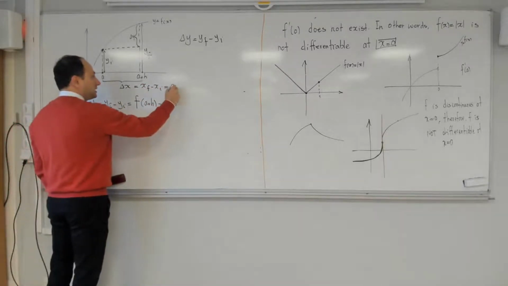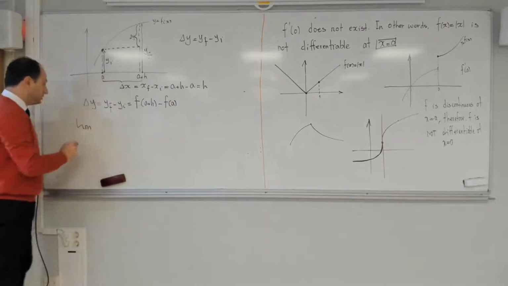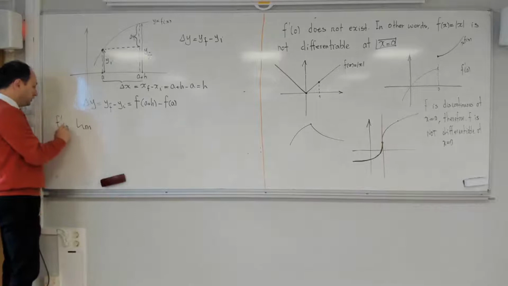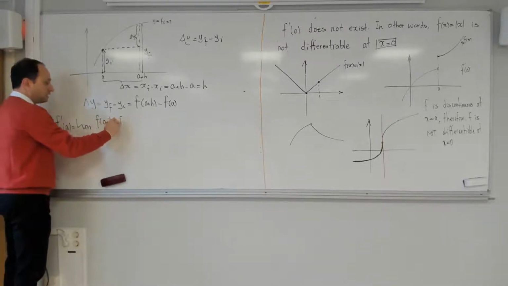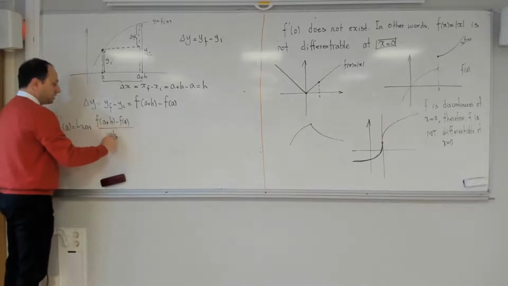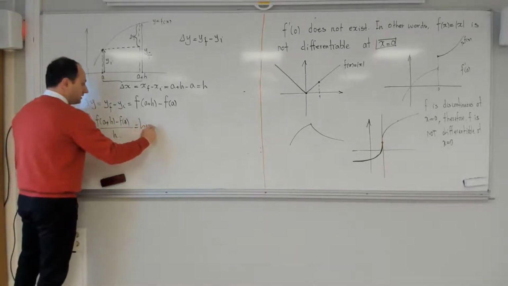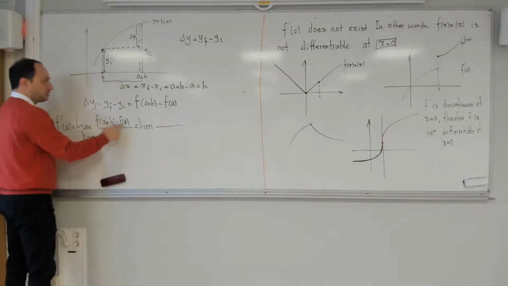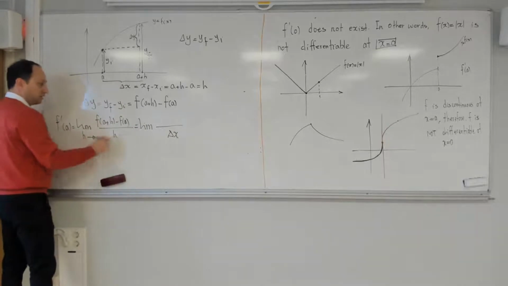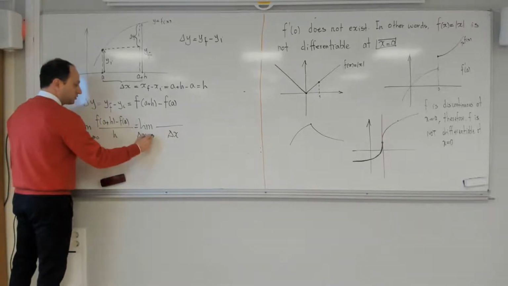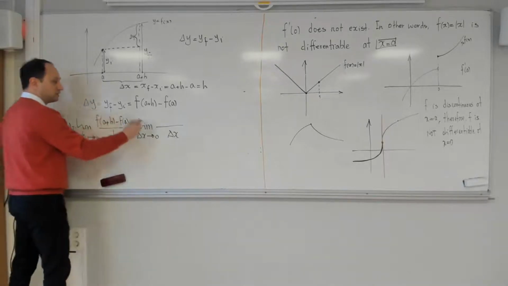X final is a plus h, x initial is a, so it becomes h. And then do you remember the formula I just wrote here? So f prime of a is f of a plus h minus f of a divided by h, as h goes to 0. Now you can write it as, instead of h, I can write delta x goes to 0. Instead of f of a plus h minus f of a, I can write delta y.